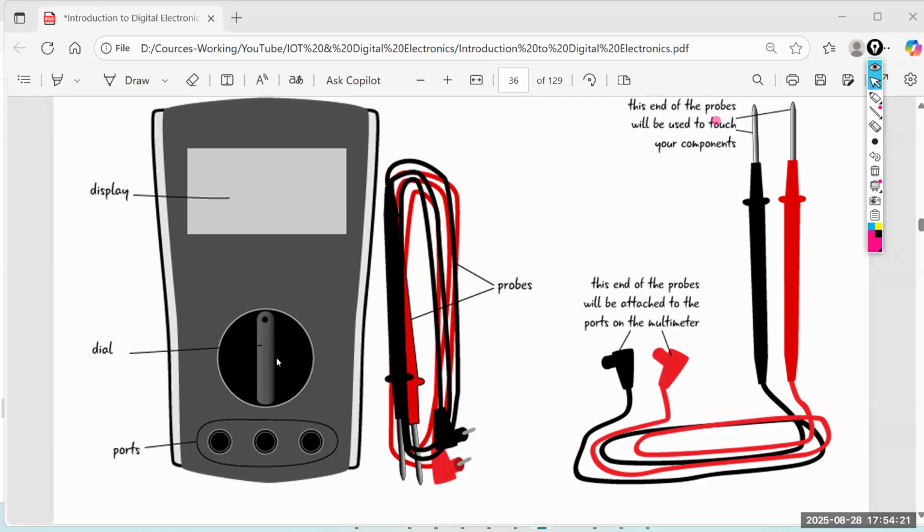You need to set it to correct values depending on whether you want to measure voltage, current, or resistance, or you want to just do the continuity test. And these days, most of the multimeters are digital. So this will display the values like, say, 1200 milliampere, 250 volt, 130 ohm resistance.